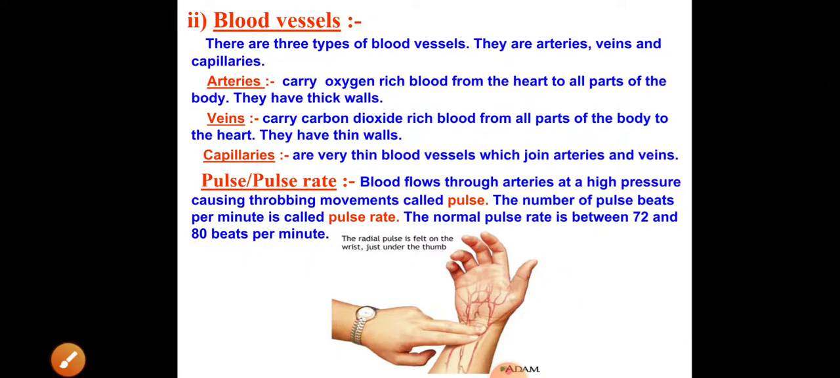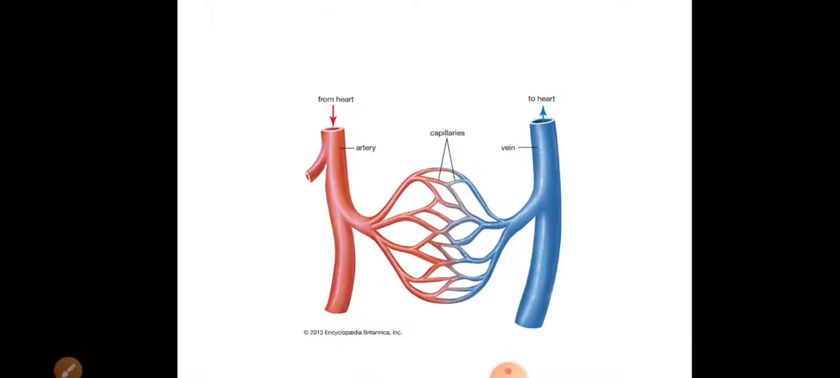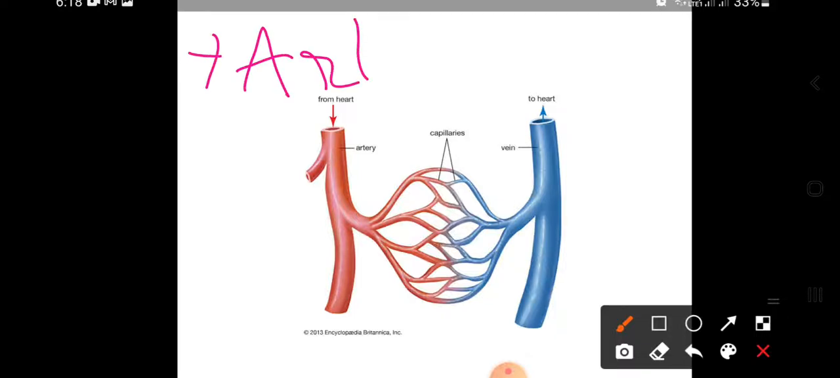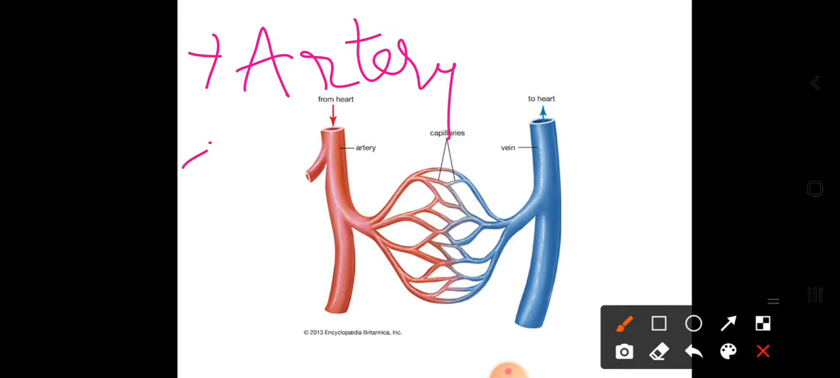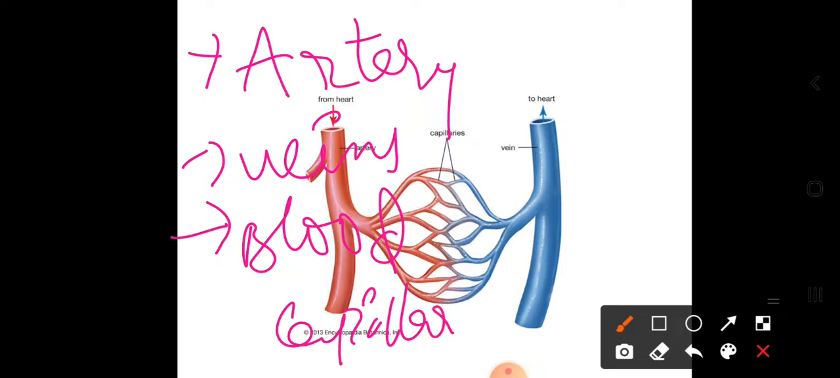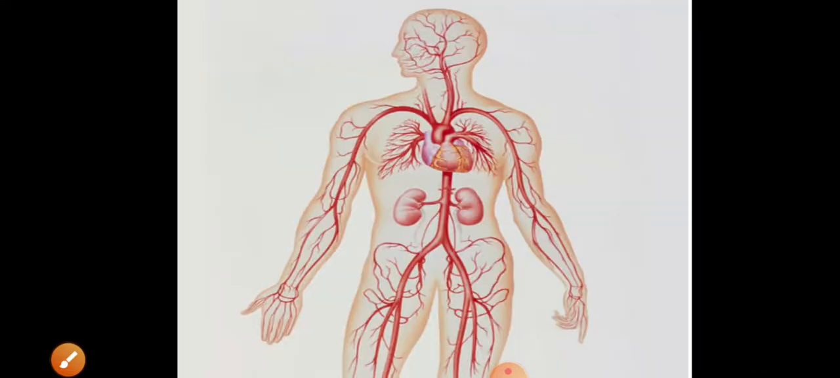Okay, so how many such different types of blood vessels are there? There are three different varieties of blood vessels that we will see generally in our body, in our circulatory system. The first one is artery, the second one is veins, and the third one is the thinnest blood vessel, that is the blood capillaries. These are the three different types of blood vessels that we will generally observe in our circulatory system. So what are these blood vessels, how are they varied?